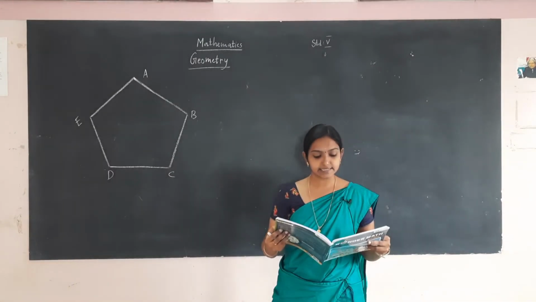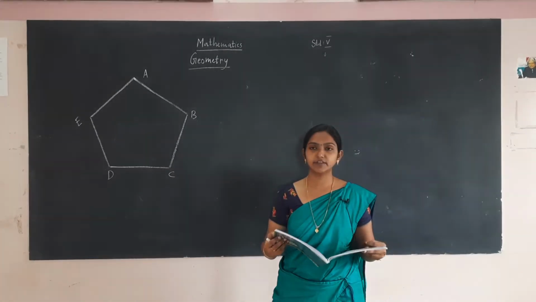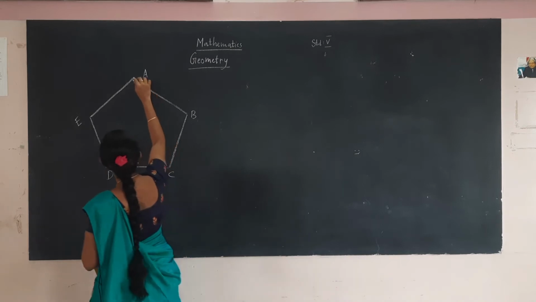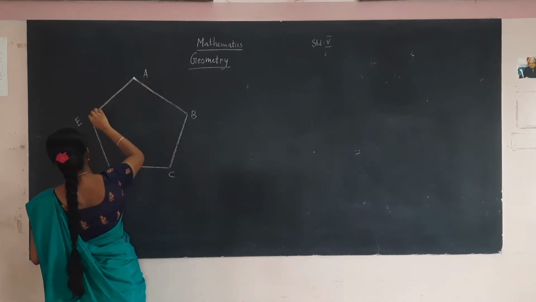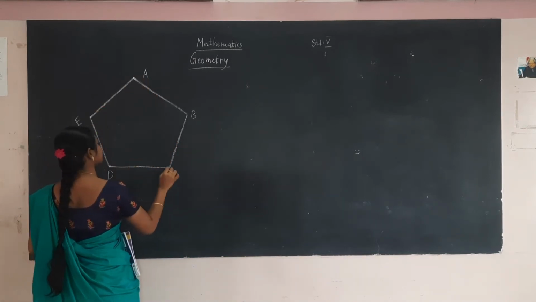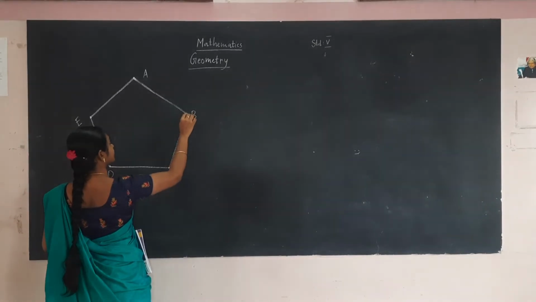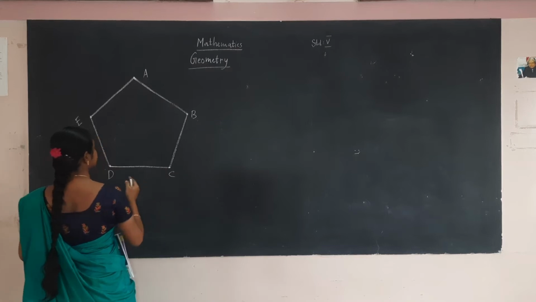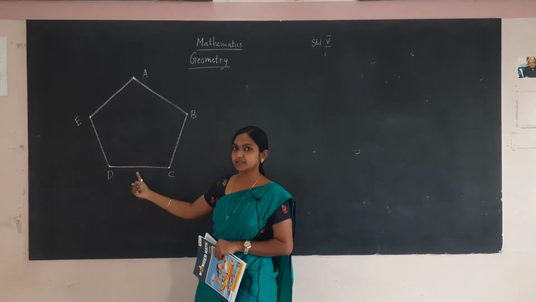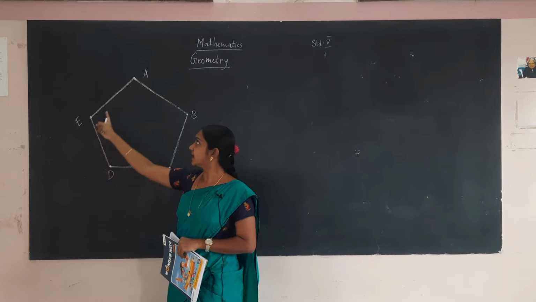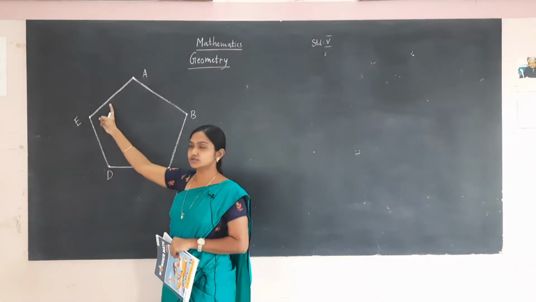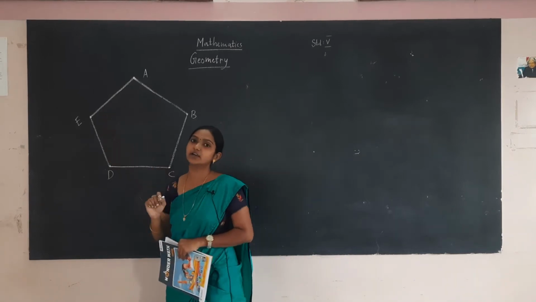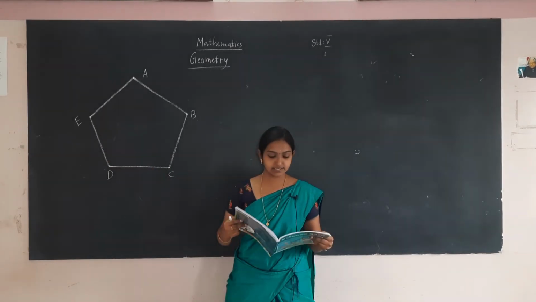How many line segments do you see in the figure? This is a line segment. This is another line segment. This is a line segment. This one is also a line segment. And this one is also a line segment. Totally we have 1, 2, 3, 4 and 5. Here we have 5 line segments.